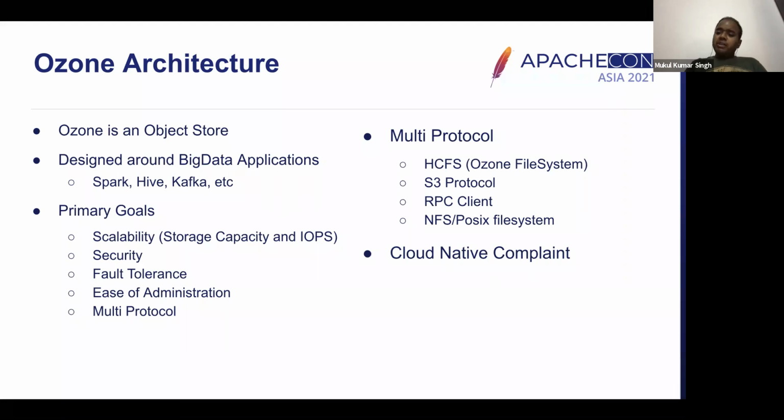Ozone has been designed to be multi-protocol to start with. So we currently support the S3 protocol as well as the Hadoop compatible file system, but the whole system can be changed to add as many protocols later on as we need. I've already covered some of the protocols in the previous section, but just quickly skimming through, another thing which I would like to call out is that just like the HDFS name node, we can also support the RPC client, and we also have plans of adding things like NFS and POSIX file system later on.